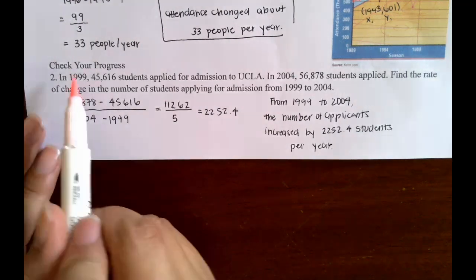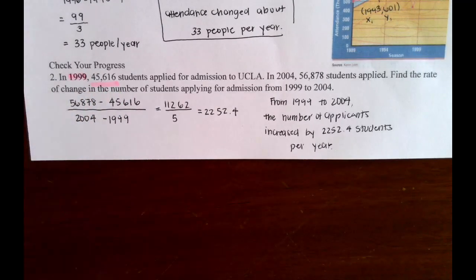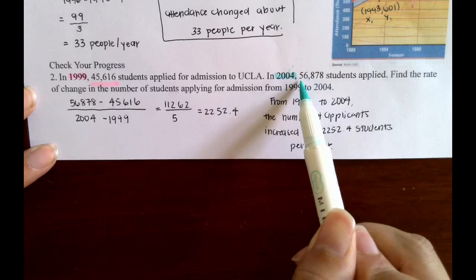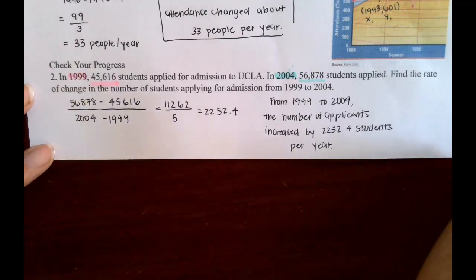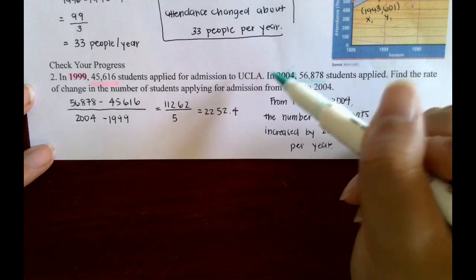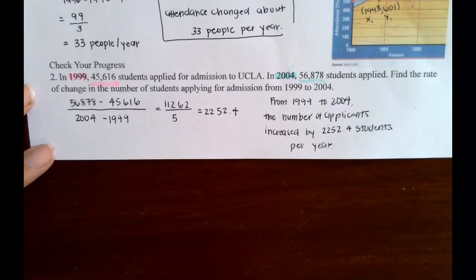Okay, so here we know that in 1999, 45,616 students applied for admission to UCLA. In 2004, we know that 56,878 students applied. We want to know the rate of change from 1999 to 2004. Okay, so here I chose the 2004 numbers to be x sub 2 and y sub 2. The 1999 numbers I chose for x sub 1, y sub 1.